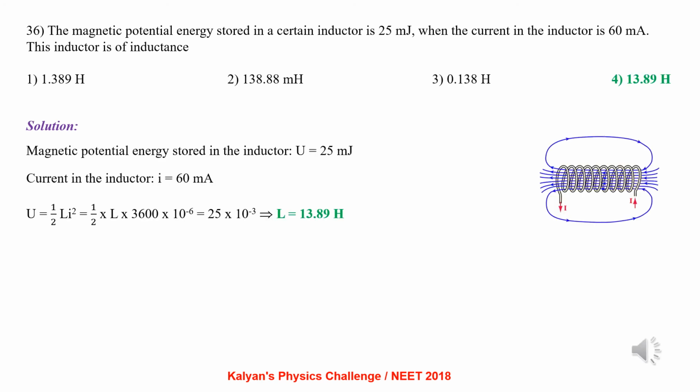The magnetic potential energy stored in a certain inductor is 25 millijoule when the current in the inductor is 60 milliampere. The inductor is of inductance. The magnetic potential energy stored in an inductor is given by the formula half I square L, where I is current flowing through the inductor and L is inductance value. By substituting the given numerical values, we have inductance equal to 13.89 Henry.